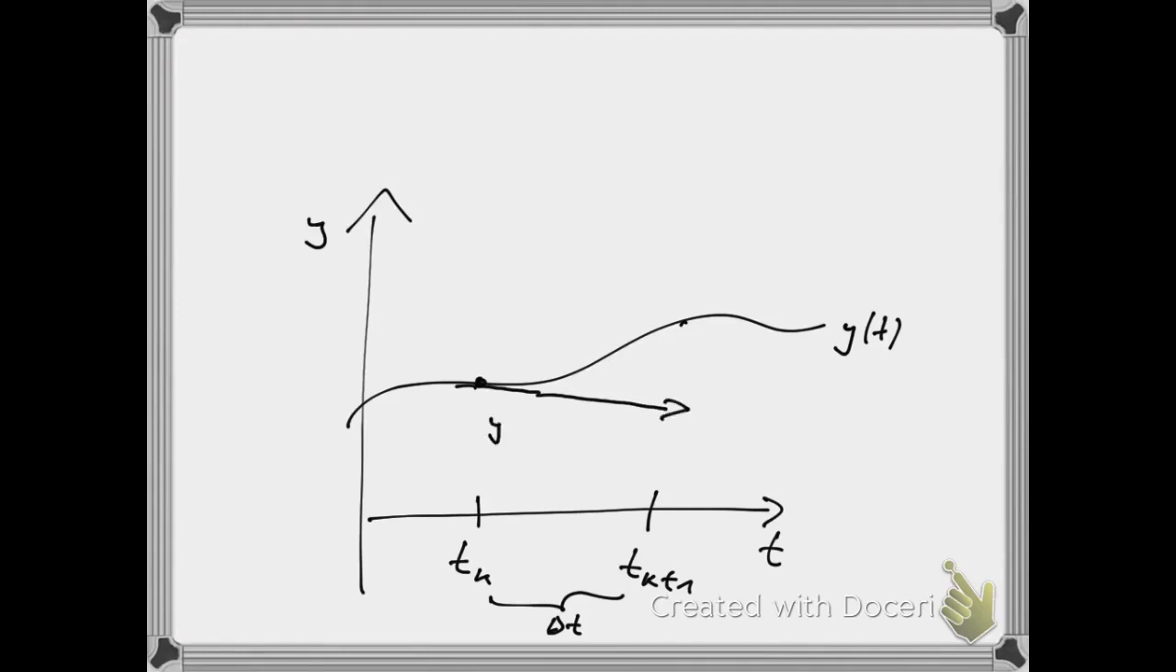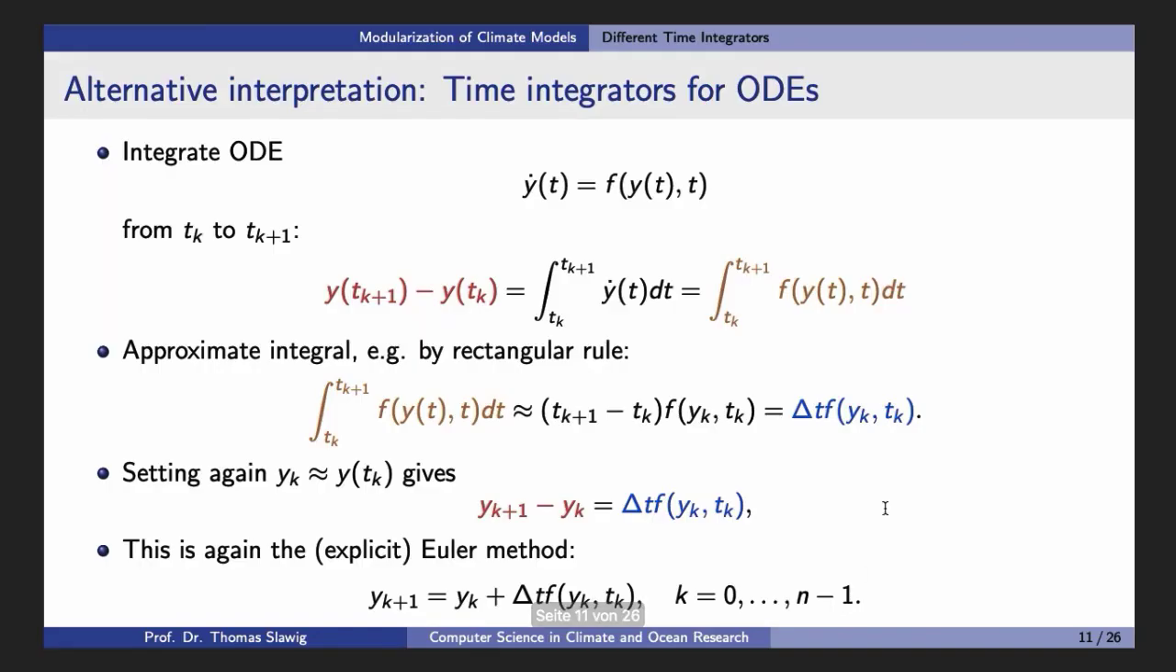This is the slope, so this is y dot of tk, which is given by the differential equation as f of yk tk. And I take this slope times the step size delta t, so I approximate yk plus 1 as yk plus delta t f of yk tk, and I will end up at this point here, which is only a rough approximation in this example.